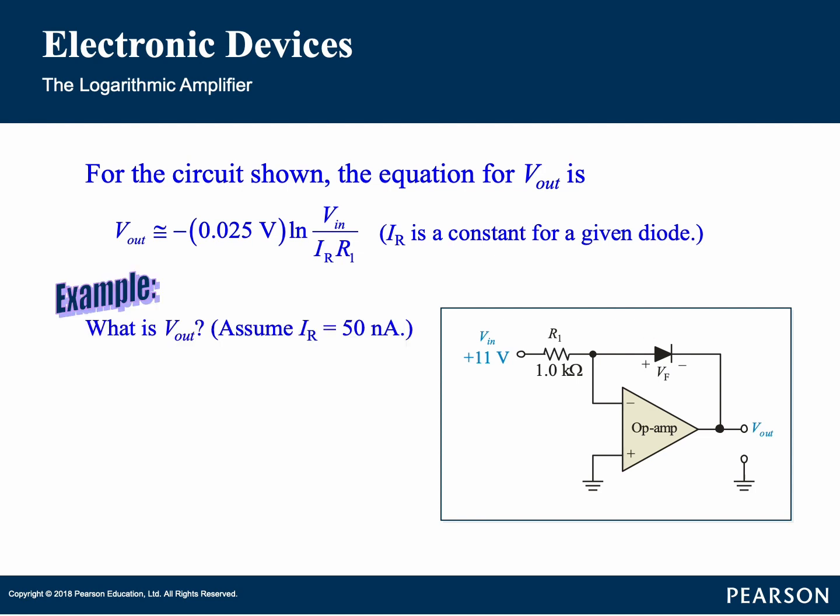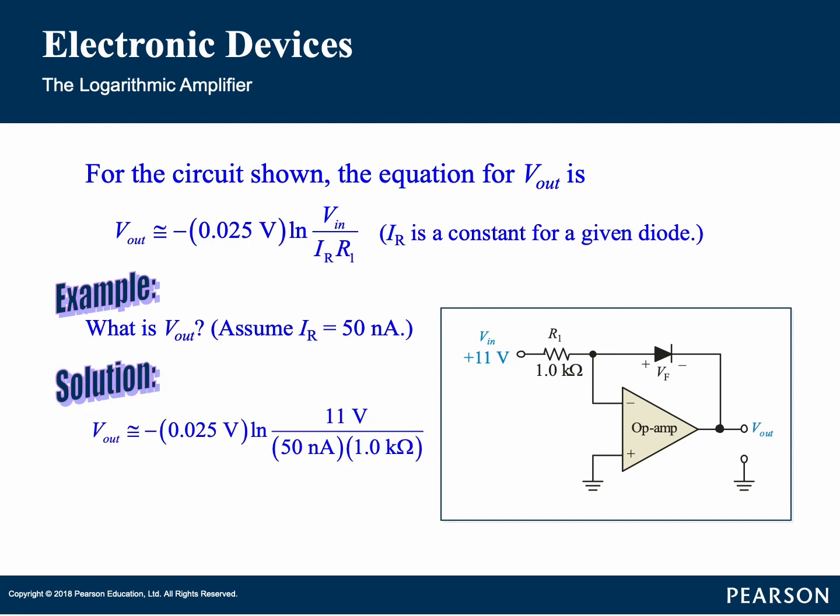Now it's example time. Determine the output voltage for the log amplifier. Assume IR is equal to 50 nanoampere. By utilizing the given formula, Vout is equal to negative 0.025 times ln of 11 divided by 50 nanoampere times 1 kilo ohm, which gives us negative 307 millivolt.